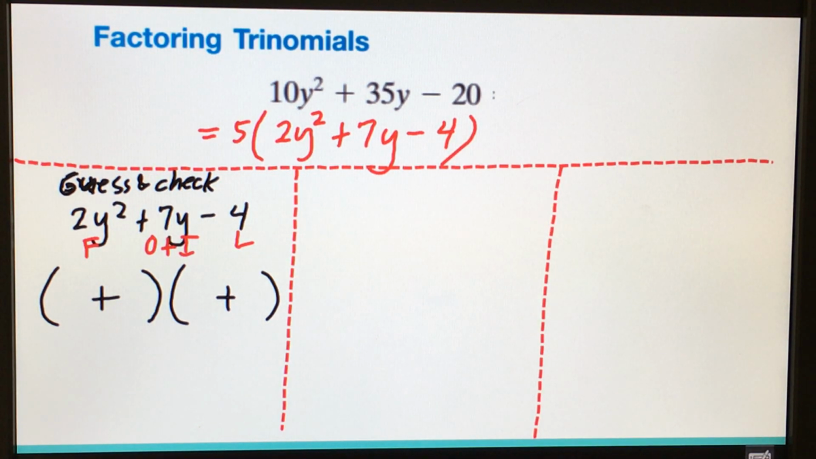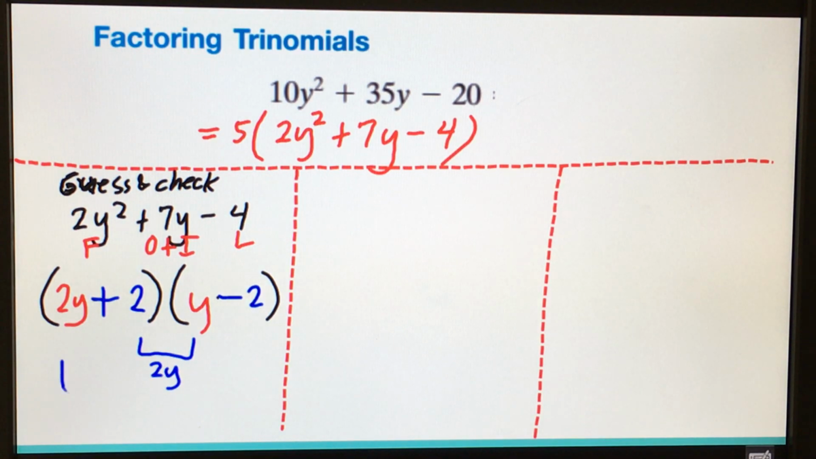So I'm going to split up 2y squared first, so that comes out as 2y and y. And then negative 4 can be split up as either 2 and 2 or 2 and negative 2. I'm going to leave this as plus, and put this as minus. But if I do the inner and the outer products and add them up, they don't add up to 7y. So I need to choose a different pair of factors.